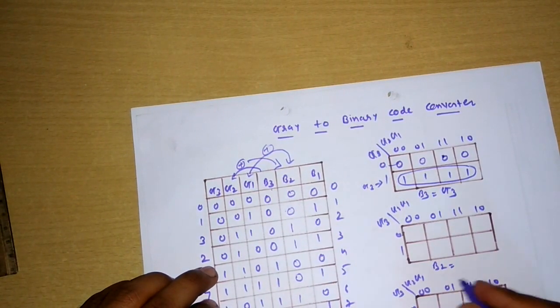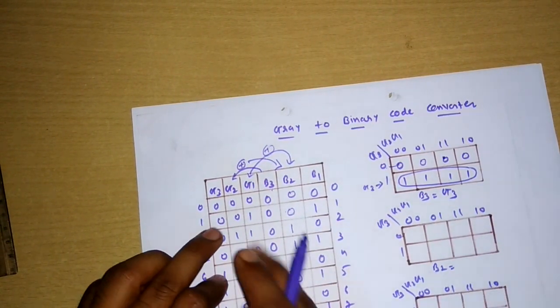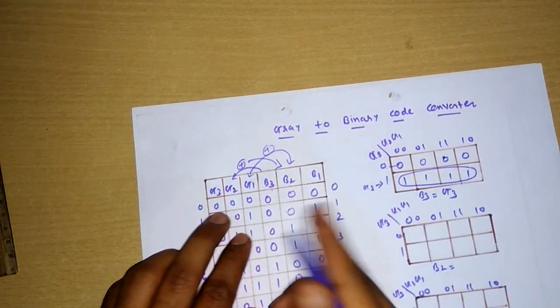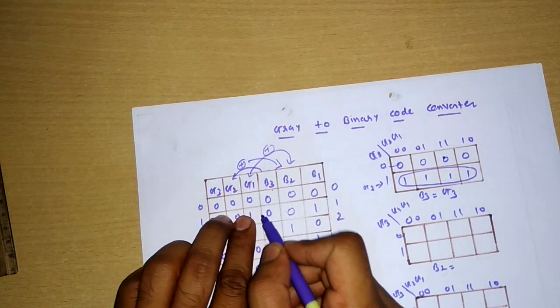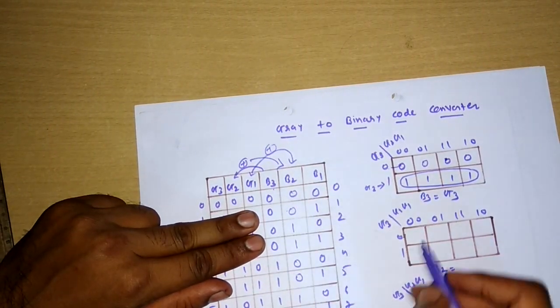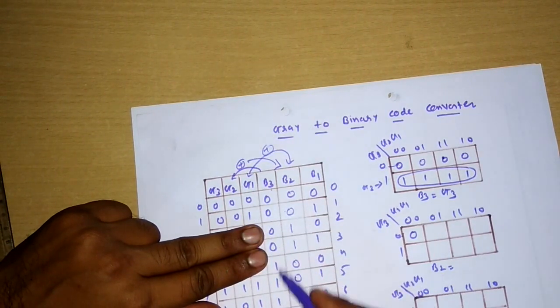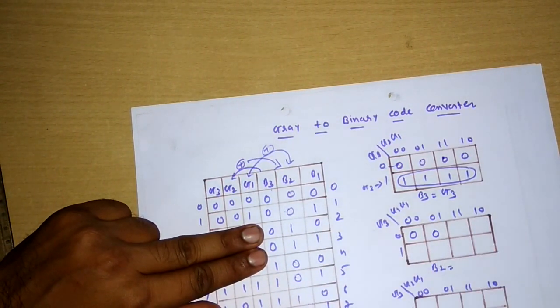Okay. Now to get B2, we have to check how to map the output here, right? So see, for the 0 0 0 combination, your output is 0. For the 0 0 combination, output is 0. For the 0 0 1 combination, your output is again 0.